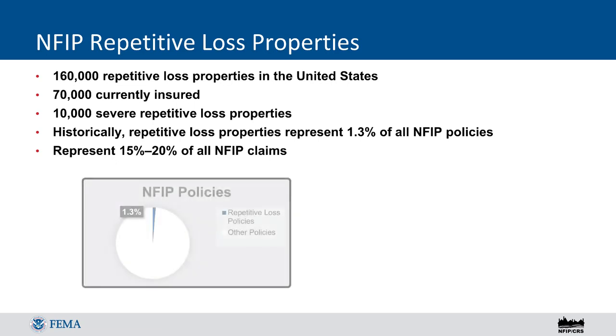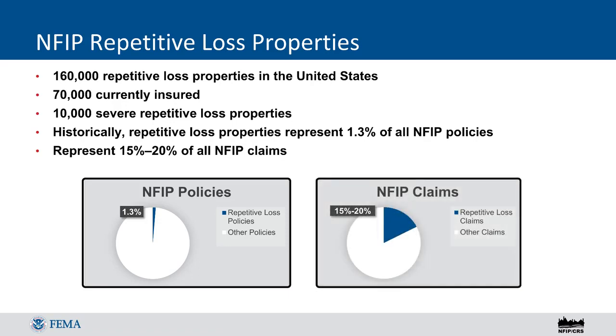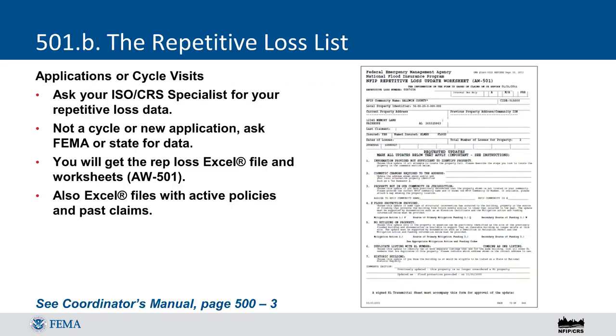Historically, repetitive loss properties represent 1.3% of all NFIP policies. 1.3% may sound low, but repetitive loss properties represent between 15 and 20% of all NFIP claims. Repetitive loss properties get special attention under the Community Rating System program because although they are a small number of properties, they represent a much higher proportion of claims.